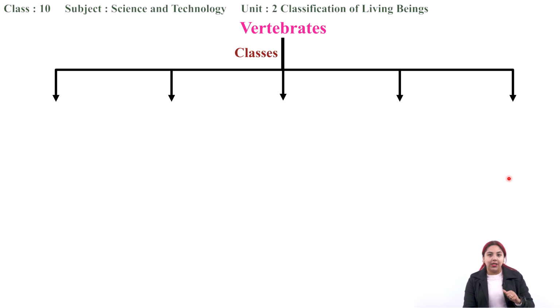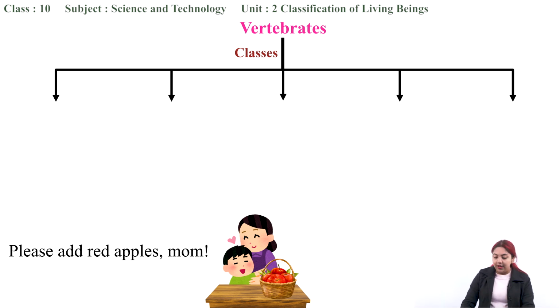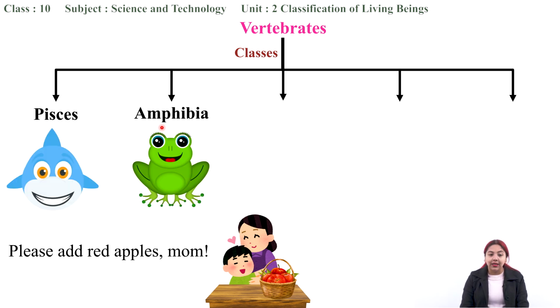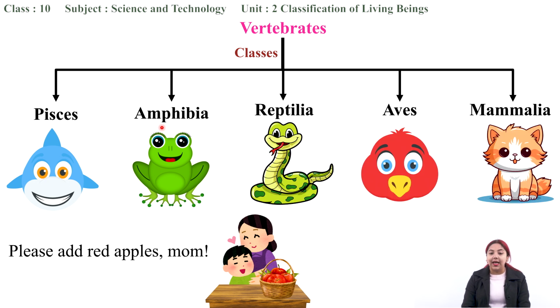Let me give you a hint. I have told you about this mnemonics in the first class in which we were starting the animal kingdom. So now, can you name all the classes in order? Now please, P means Pisces, Amphibia, Reptilia, Aves and Mammalia.